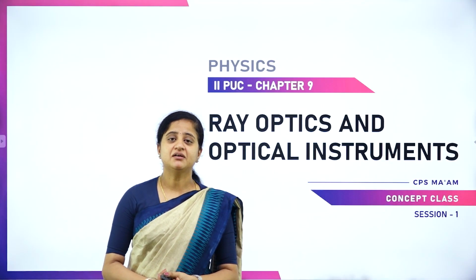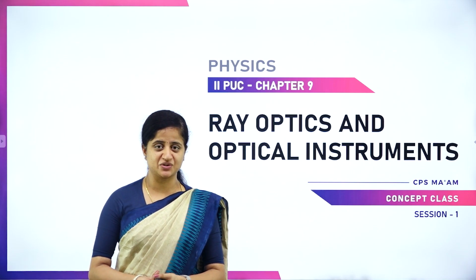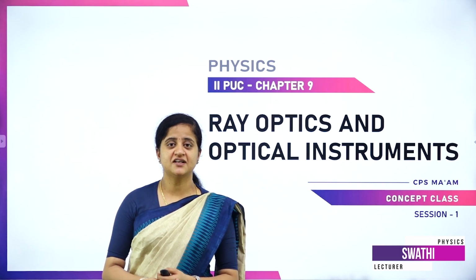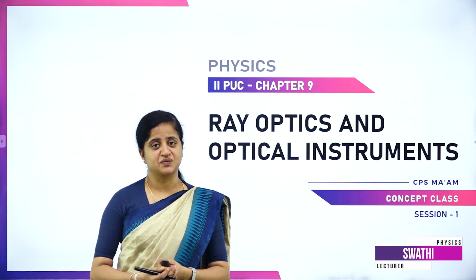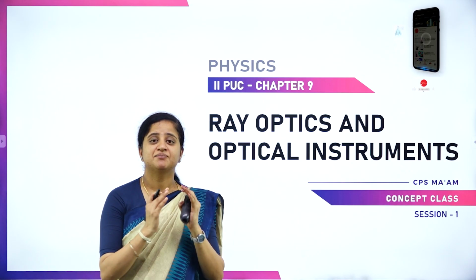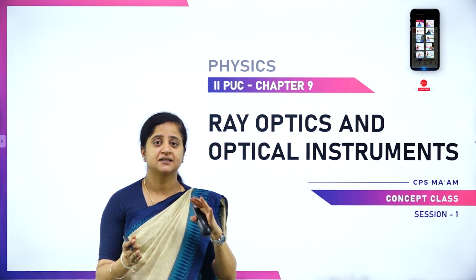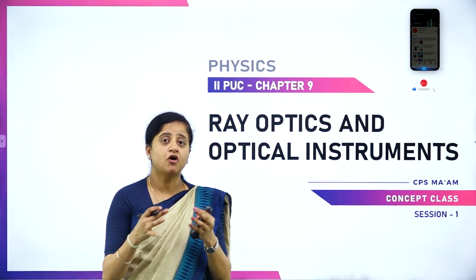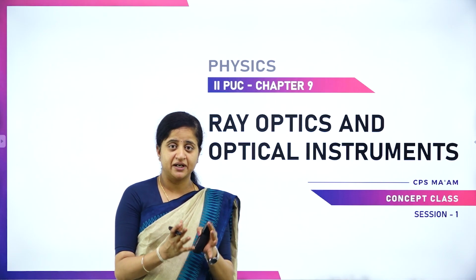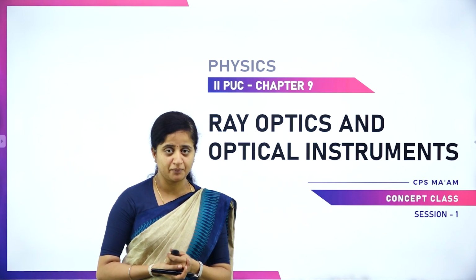Hello everyone, welcome to session 1 of chapter 9, Ray Optics and Optical Instruments. This is Swati from Department of Physics, Vidhyaashram Pre-University College, the Temple of Excellence, Mysuru. Dear children, in this chapter, we are going to understand the properties of light, optics, the branches of optics, that is ray optics, how the optics is classified into categories, and what are the phenomena behind the working of optical instruments, and many more important properties of light.